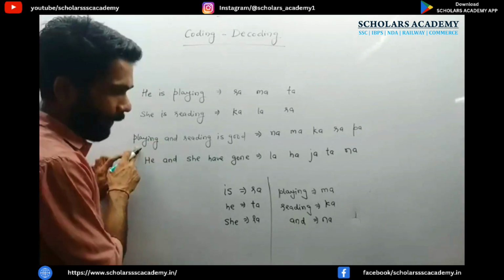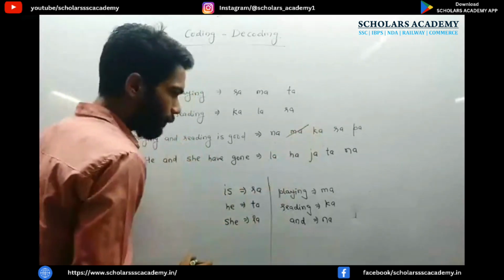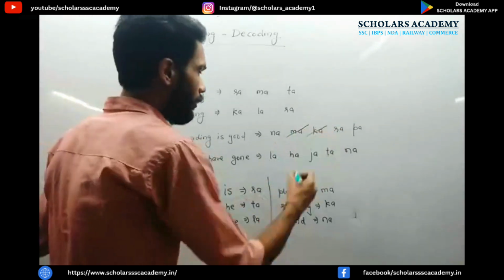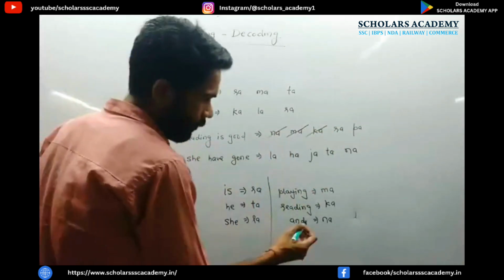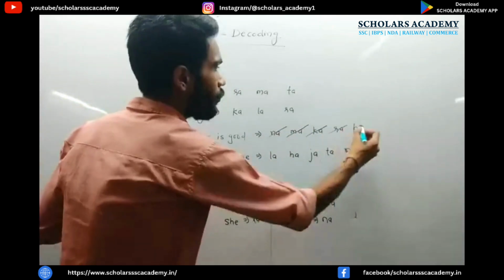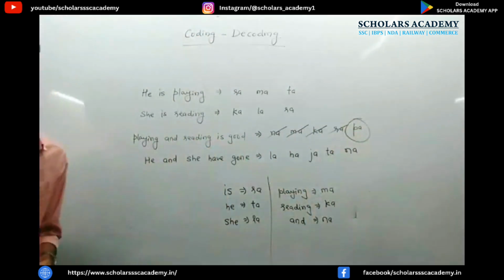Now you don't need playing. Playing means MA gone. Reading, KA gone. And NA gone. Is means RA gone. So the only code left, PA, is for good. So this type takes time. If this is very, very clear, last one is also clear.